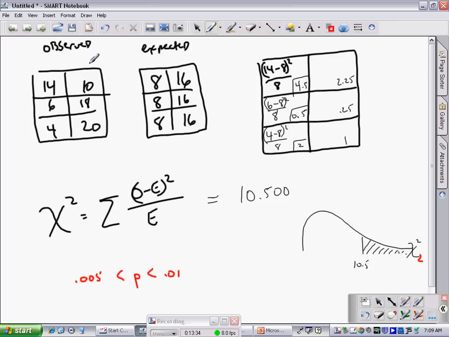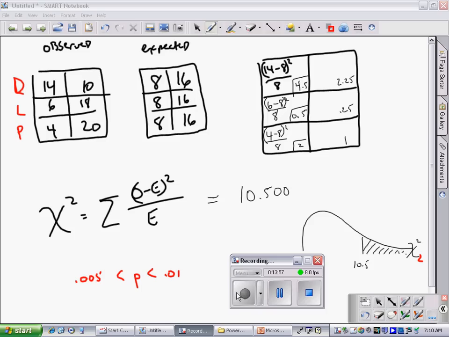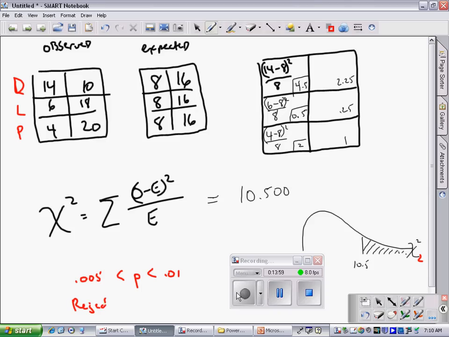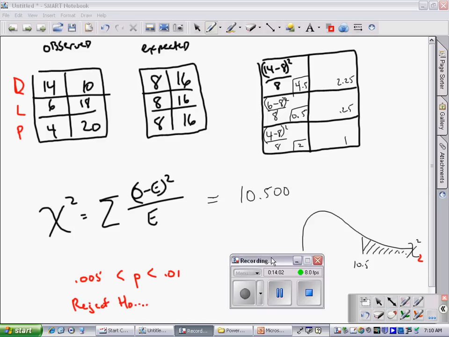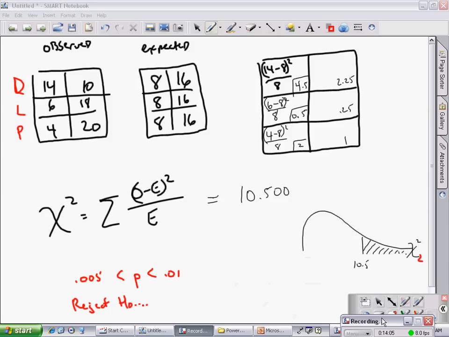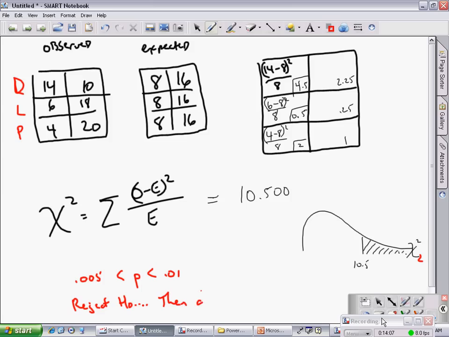This cell tells me that I observed way more patients on desipramine who did not relapse than I thought I would. There were way more people who were taking desipramine who did not relapse than I expected to see. That's where the biggest difference occurred. So we reject H0, then do the follow-up analysis.